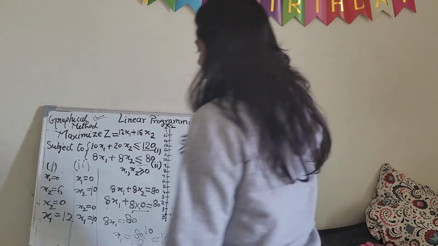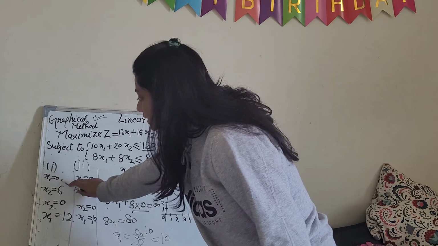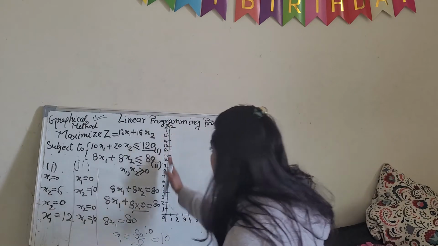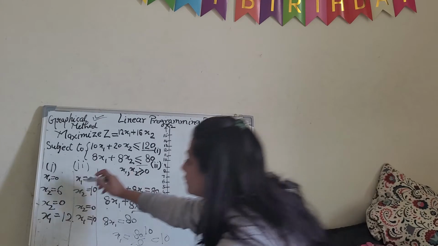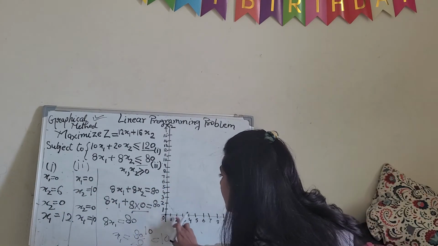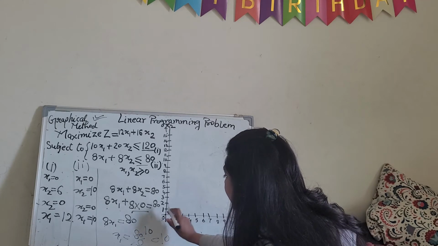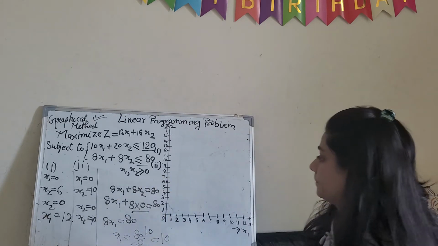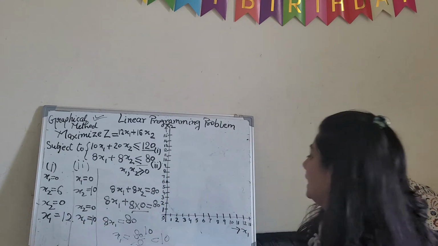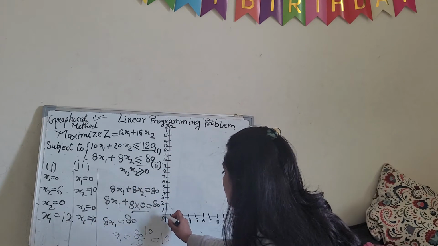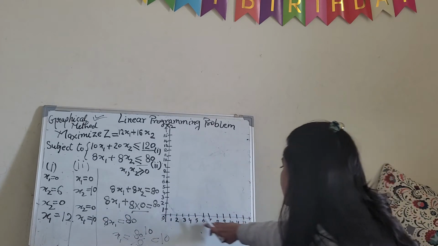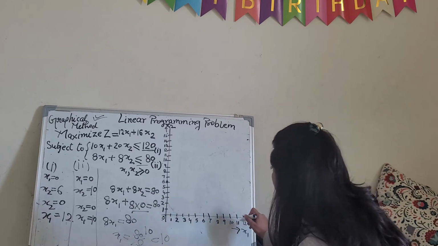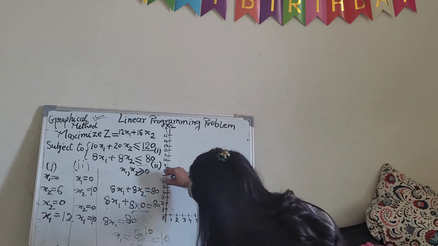So let's do it. See, for first equation, x1 value 0, then x2 is 6. So this line is for x1 values and this line is for x2 values. Fine. Now, if x1 is 0, then x2 is 6. X1 is this. So if x1 is 0, x2 is this side, vertical line. So x2 is 6. 6 is here. So we are getting this point. Next, if x2 is 0, we are getting x1 12. If x2 is 0, then x1 is 12. 12 is here on the horizontal line. So we are getting one point here and one point here. Now we will join these points in a straight line like this.